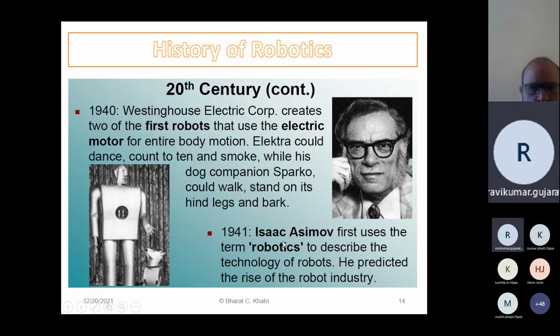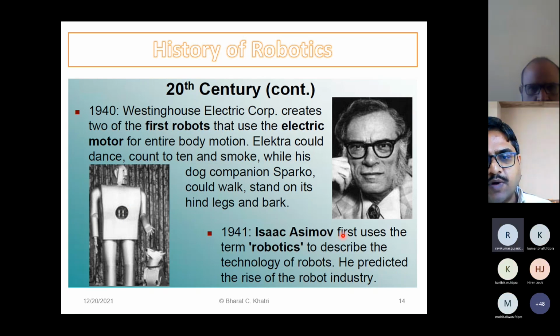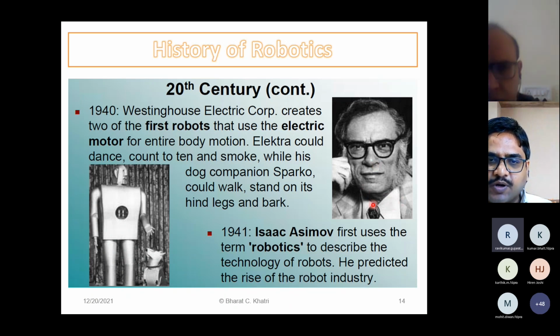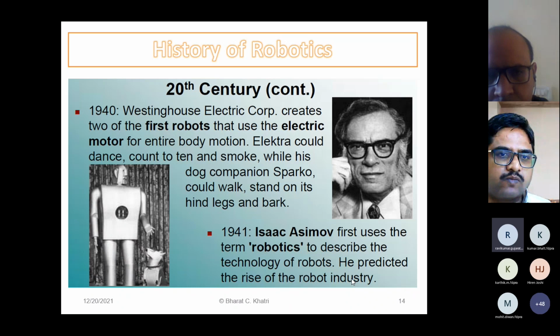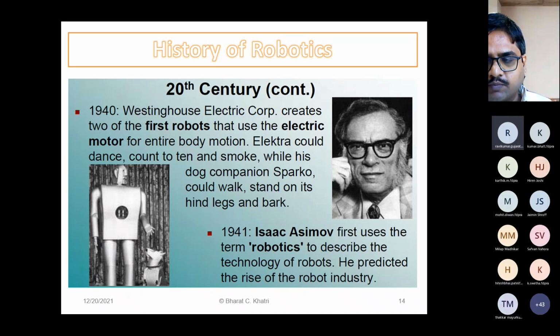In 1941, Isaac Asimov introduced the term robotics to describe the study of robots. Earlier, Karel Čapek gave the word robot, and in 1941 this gentleman, Isaac Asimov, gave the terminology robotics. He predicted the rise of the robotic industry. So he said that there is a lot of scope for robots in industry in the upcoming years.